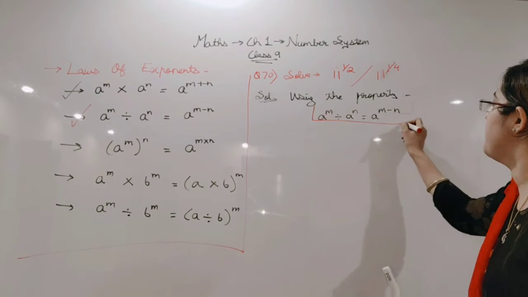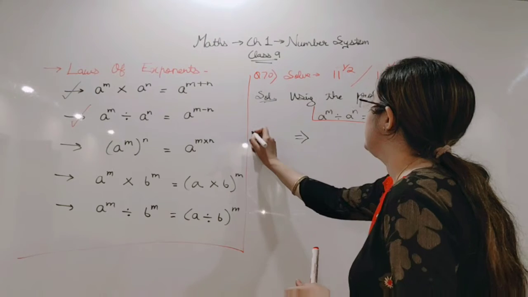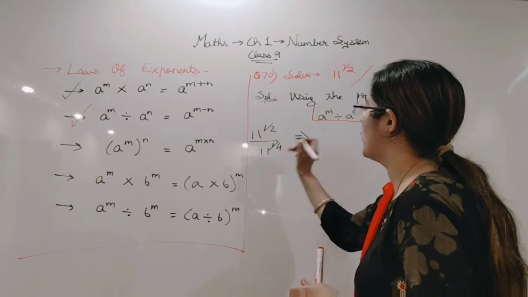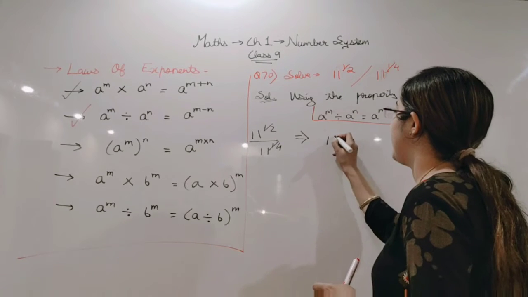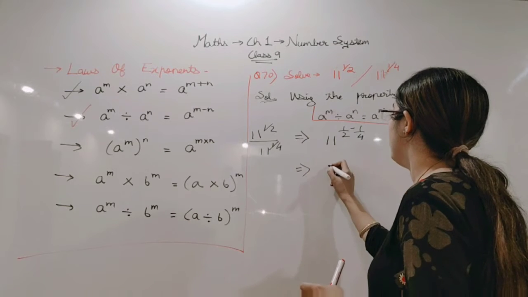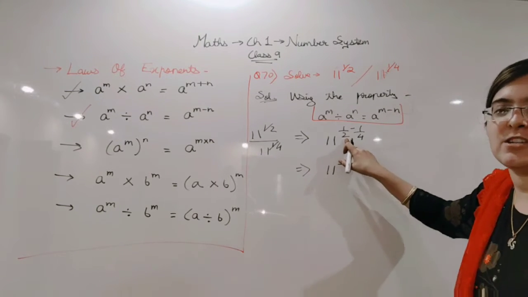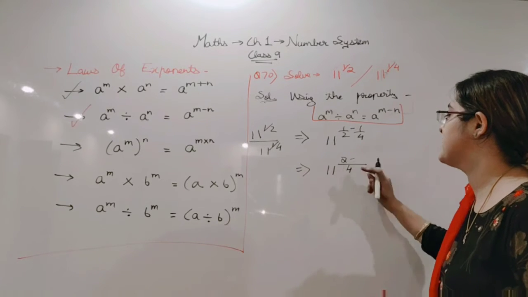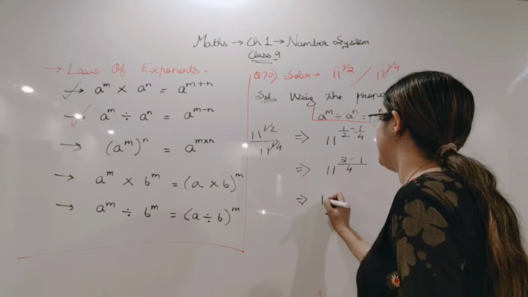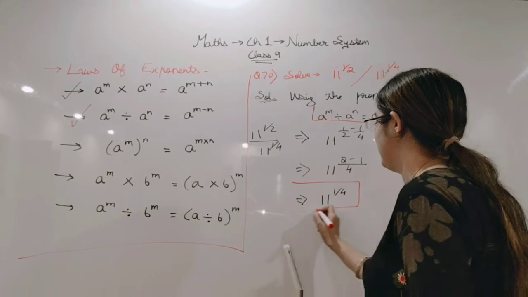Okay, using this property, what will we apply here, students? Here your base is 11, 11 to the power 1 by 2 divided by 11 to the power 1 by 4. What we will get? Here we will write 11 to the power 1 by 2 minus 1 by 4. Now what will be your LCM for 2 and 4? You will get 4. 4 divided by 2 is 2, 2 into 1 is 2, minus 4 divided by 4 is 1, 1 into 1 is 1. So what we will get? 11 to the power 1 by 4.